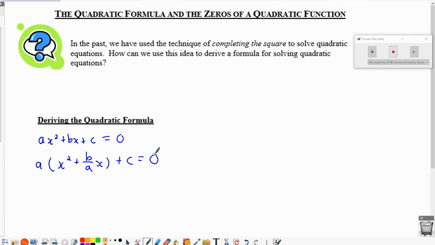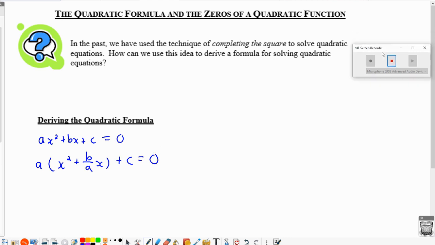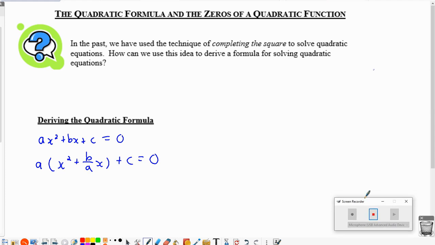After I have the A factored off, I go over here, and most people are right off the side. I don't know whether that's caused by us teachers or it's just something everybody does. They go off to the side and go, OK, I need the magic number here. I need to take this B over A that I have now, right there. I need to divide it by 2 and square it.